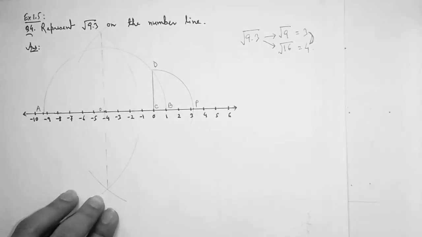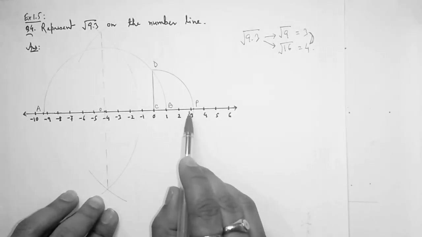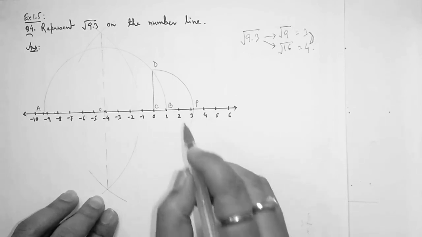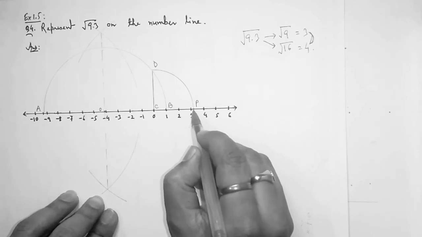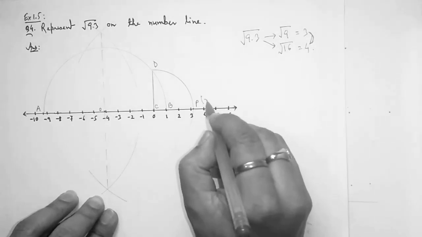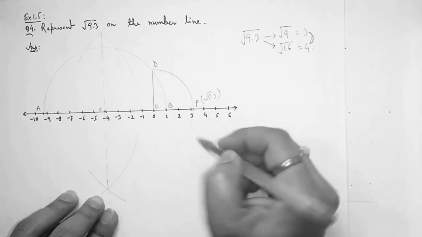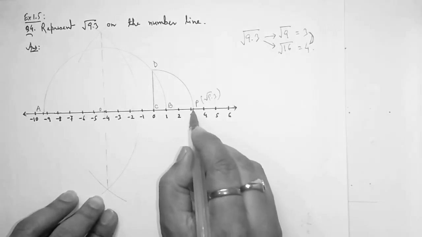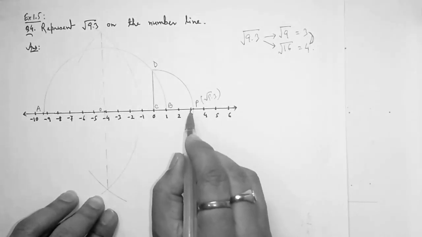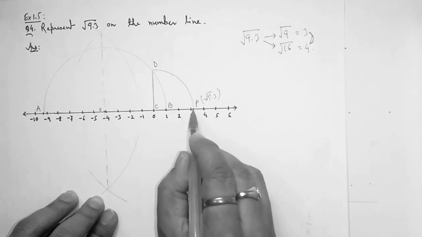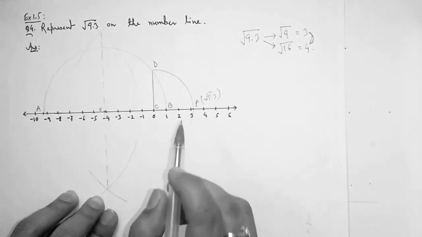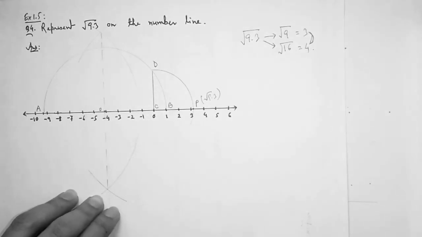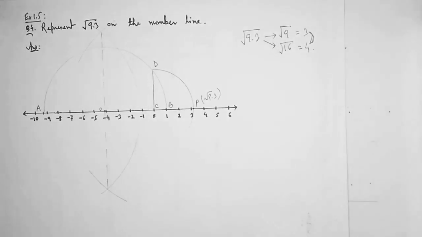Now you observe this point P lies between the numbers 3 and 4, and by this construction, this P represents the number square root of 9.3. Once again I repeat, when this arc is drawn, it lies between 3 and 4, and that particular point is representing the number square root of 9.3 exactly on the number line. So this is the representation of square root of 9.3 on the number line.